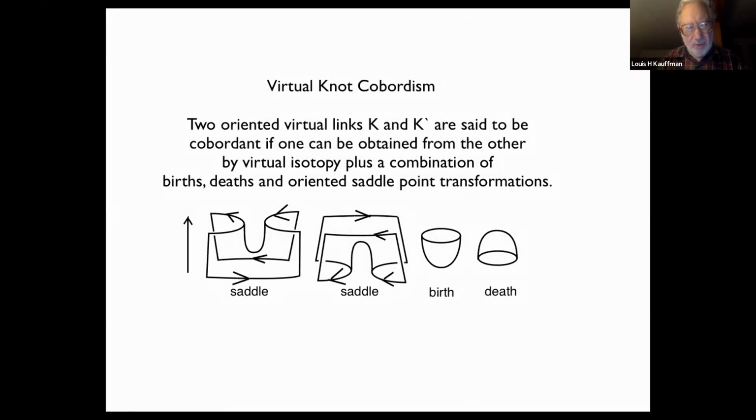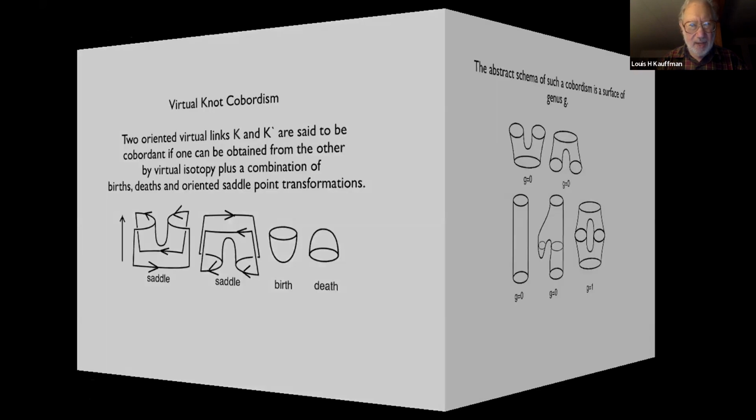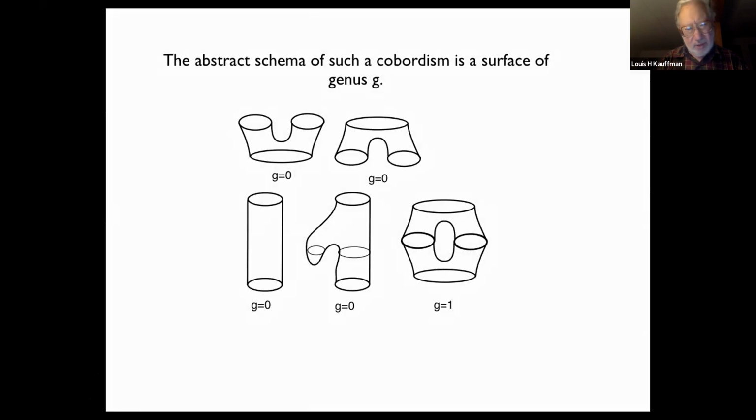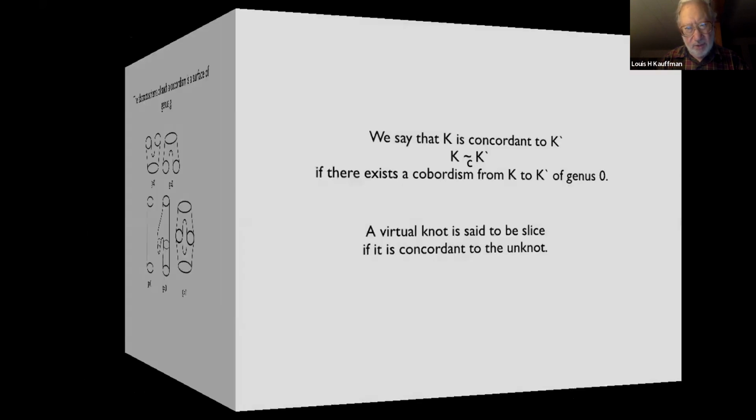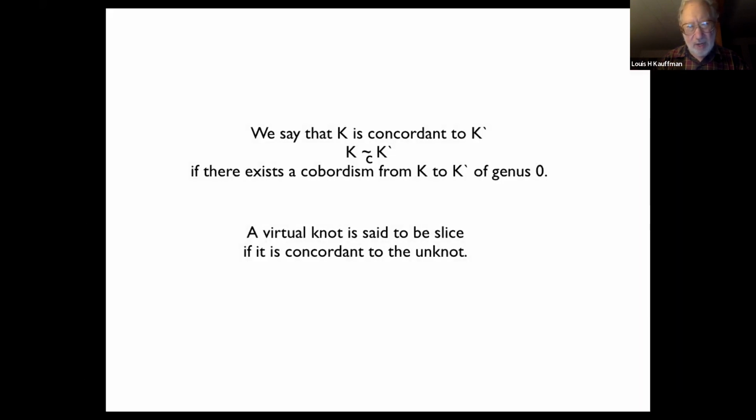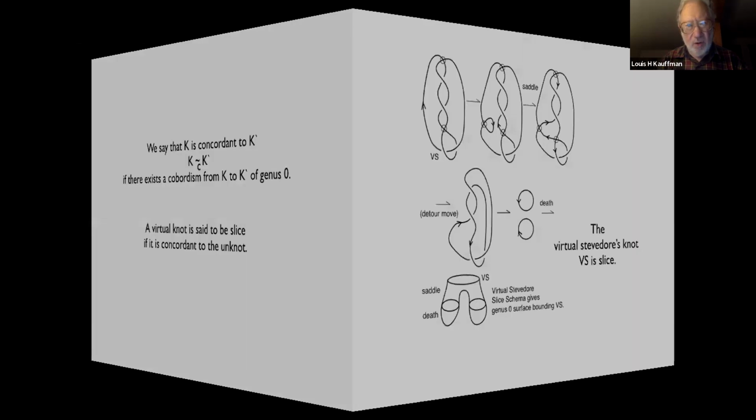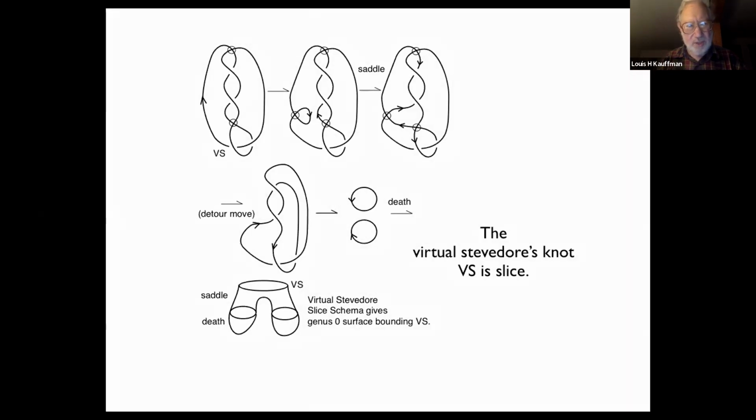And we can do virtual knot cobordism by allowing saddles and births and deaths. And look at the corresponding cobordism surfaces. We can talk about concordance if the cobordism surface is genus 0. We can look at cobordisms where we can look at slice knots.